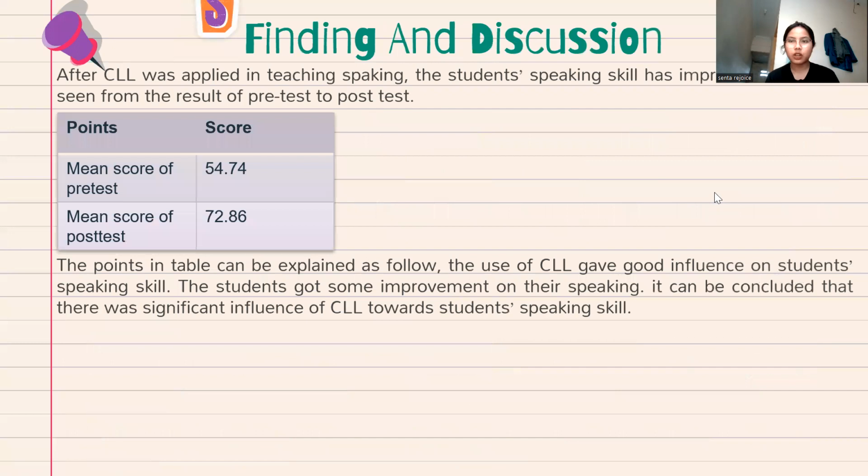Third one is finding and discussion. After CLL was applied in teaching speaking, the students' speaking skill improved. It could be seen from the results from pre-test to post-test. As you can see on the slide, there is a table that can be explained as follows. The use of CLL gave a good influence on students' speaking skill. The students got some improvement in their speaking. It can be concluded that there was a significant influence of CLL on students' speaking skill.